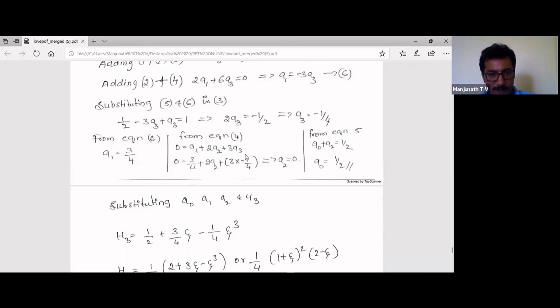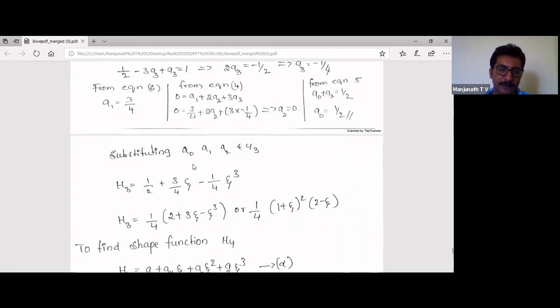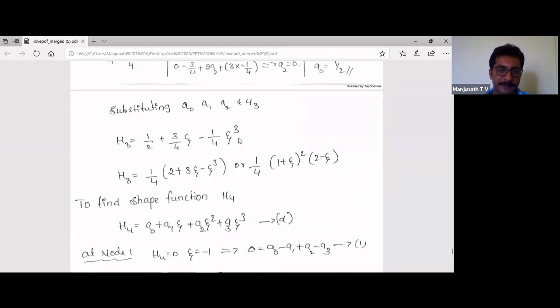Once you have the a1 value, from equation number 4, which is 0 equals a1 plus 2a2 plus 3a3, substitute the a1 and a3 values. a1 is 3 by 4 and a3 is minus 1 by 4. Substituting here and simplifying, you are going to get the a2 value as 0. Similarly, from equation number 5, a0 plus a2 is equal to 1 by 2. Substituting the a2 value, 0, here, a0 becomes 1 by 2.